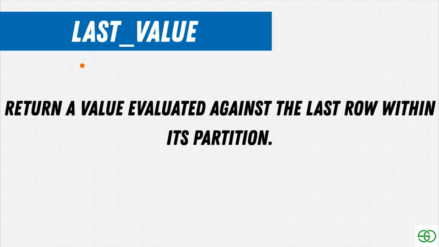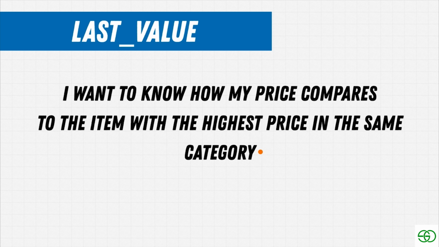So our next window function that we're going to dive deep into, and one that we're very familiar with at this point because we've solved so many issues with it, is last value. It returns the value evaluated against the last row within its partition. So how does that work? Well, what if I want to know how my price compares to the item with the highest price in the same category? Let's look at what that would be like.